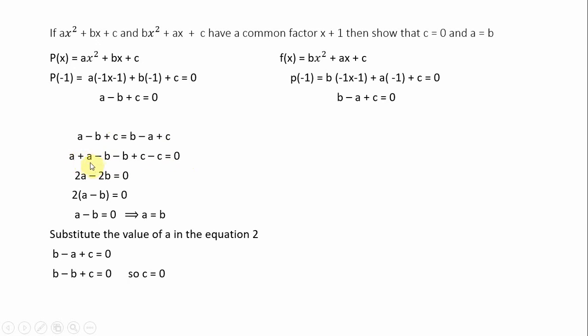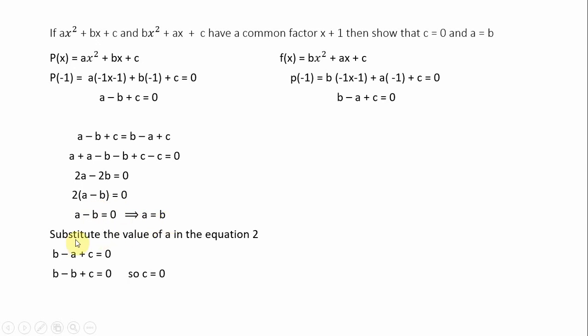Now plus a comes to 2a, minus b comes to 2b, plus c minus c gets cancelled. So 2a minus 2b is equal to 0. Take 2 common, a minus b is equal to 0. So transpose the 2 this side, then it becomes 0 by 2, which is also equal to 0. a minus b is equal to 0 implies a is equal to b. Transpose the b this side, a is equal to b.